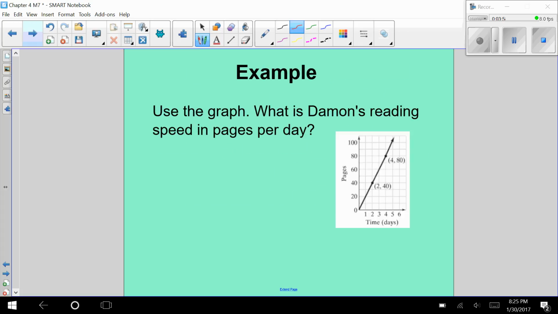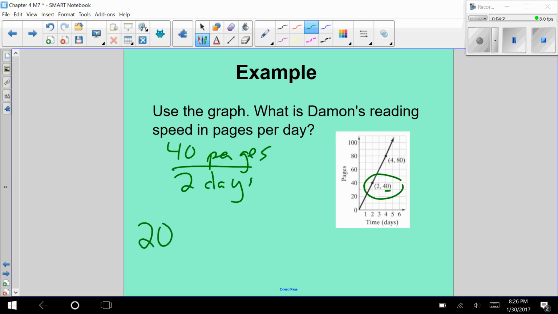So let's look at a graph. This is Damon's reading speed. In pages per day, we want to find our unit rates. So we can take either of these points that we're given. Let's use 2, 40. If I want pages per day, pages has to go on the top of my fraction. Well, this represents 40 pages. So I have 40 pages over 2 days. Now I simplify. 40 over 2 reduces to 20 over 1, or just 20. And then I label it pages per day.